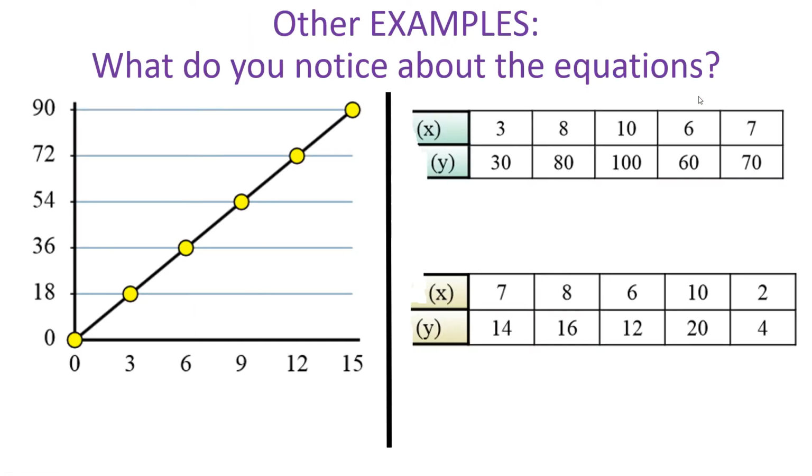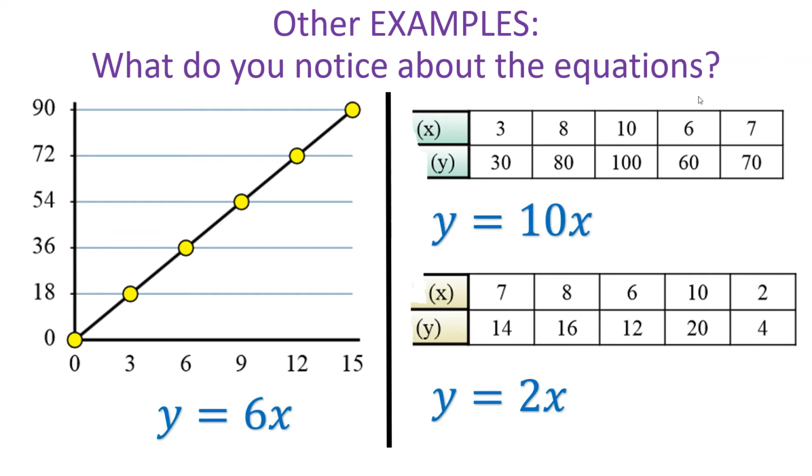These are not on the notes page, but there's some additional examples just to see what you notice. So where do these equations come from? If you look at the graph here, our y over x is 18 divided by 3 or 36 divided by 6. No matter which y over x you do, when you divide, you're going to get 6. So it's y equals 6x. Here, our y over x is 10 because 30 divided by 3 is 10.